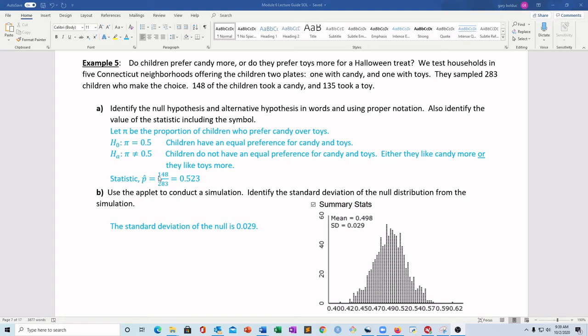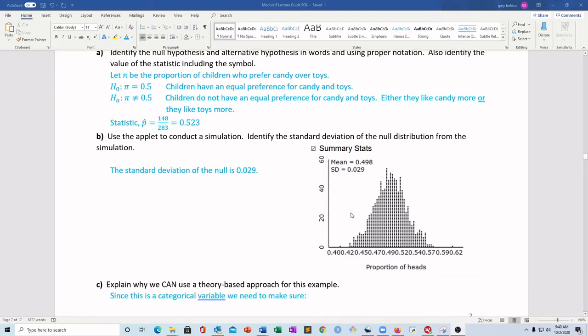And our statistic is, because we're focusing on candy, 148 out of 283, or about 52.3% of the children we looked at wanted candy over a toy. Okay, so it says, use the applet to conduct a simulation, identify the standard deviation of the null distribution. So this is our original applet. We know how to do this. You put in 0.5, you put in 283 for your sample size, you'd say 1,000 dots, 100 dots, whatever. This is the picture that I produced, so make sure you practice this and you get a picture that's similar looking.